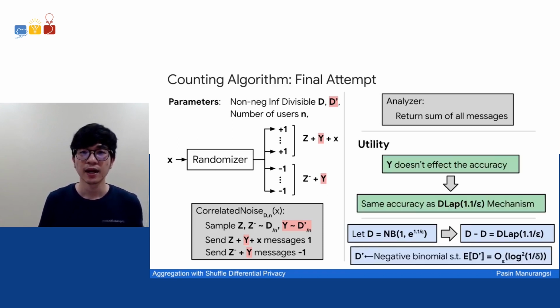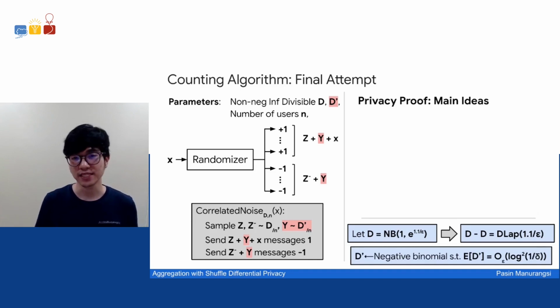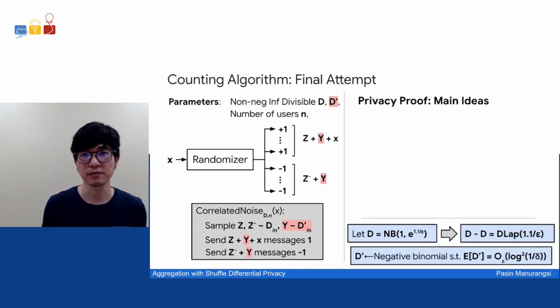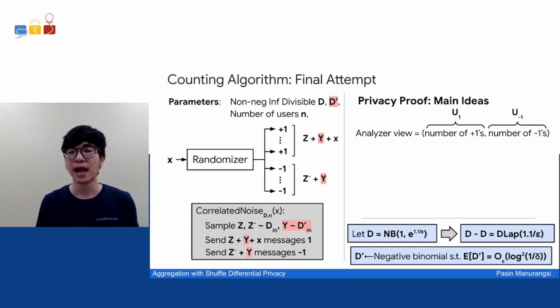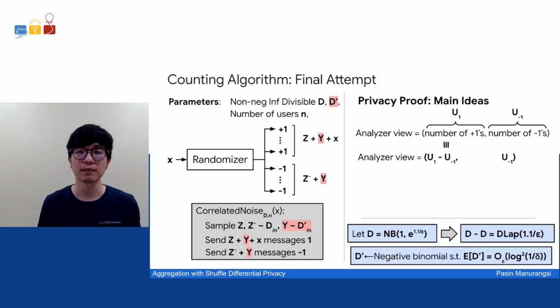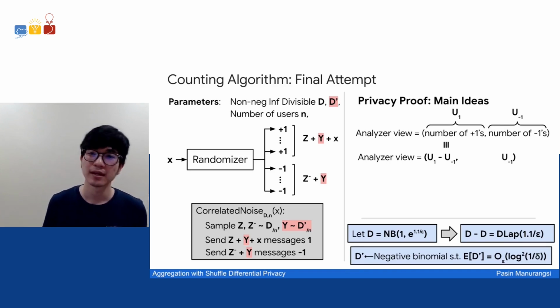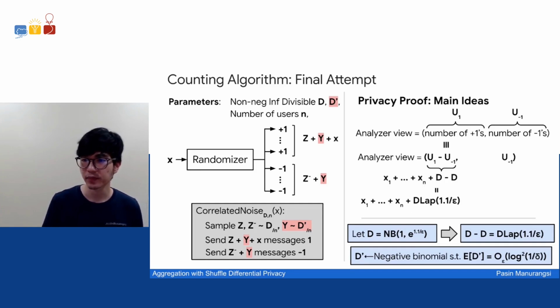How about the privacy? Why does this help in terms of privacy? Again, similar to before, the analyzer will get to see the number of +1 and the number of -1. I'm going to write the number of +1 as u1 and the number of -1 as u-1. So seeing u1 and u-1 is equivalent to seeing u1 minus u-1, and u-1. And the first term is exactly the discrete Laplace mechanism.